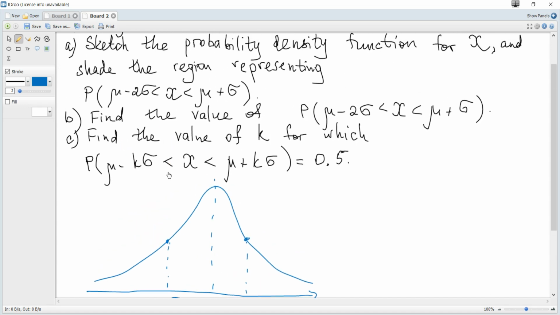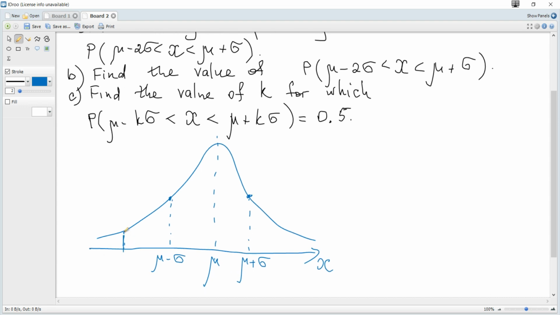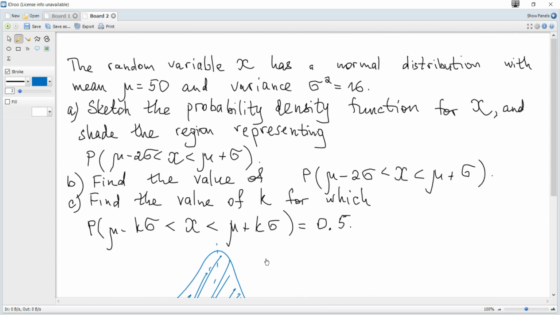And mu minus 2 sigma, it's about 95%, so it must be somewhere here, mu minus 2 sigma, and mu minus 3 sigma, it's somewhere here. So the required region will be from mu minus 2 sigma to mu plus sigma, which is a point of inflection, so this is not required. So a given region is this region, and we can find exact values.